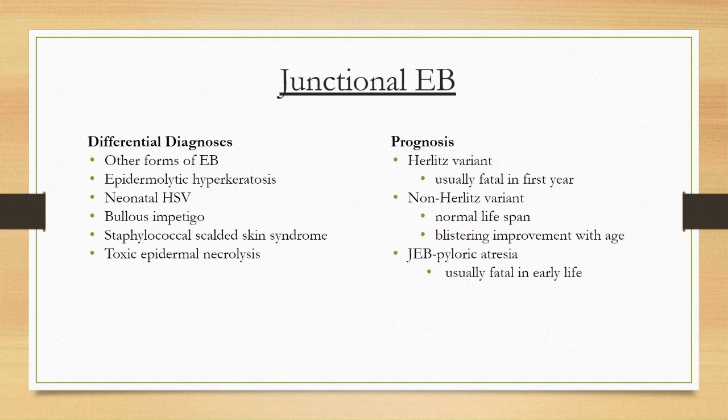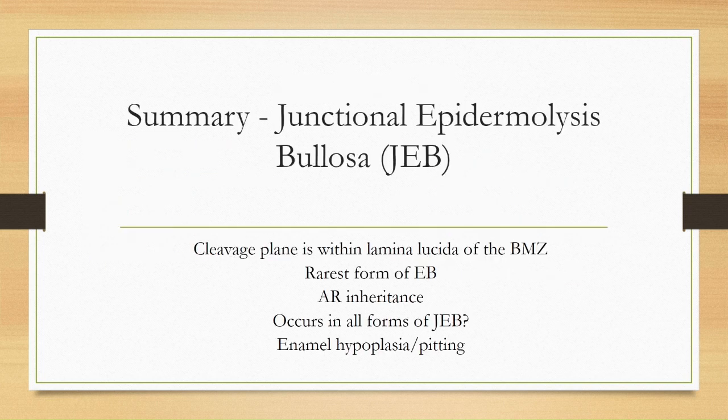The prognoses also are listed here. Herlitz, which is your severe type, usually fatal within the first year. Non-Herlitz, your intermediate type, does improve with age, but can be a challenge. Not necessarily limiting you in your livelihood, but it can be challenging. And then the pyloric atresia subtype is usually fatal.